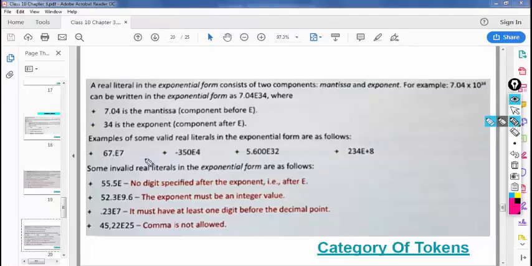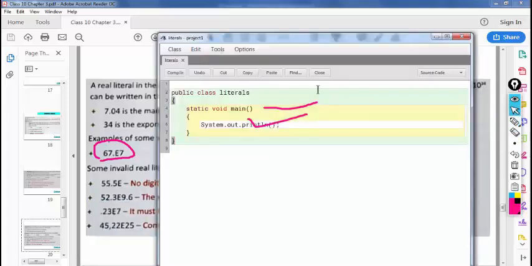So let's take this example given in the book: 67.E7. Whatever number is present towards the right of the letter E, that represents the exponent part, and whatever number is present before it is represented by the number before the decimal point. So let's write a code for it and see what the output is.